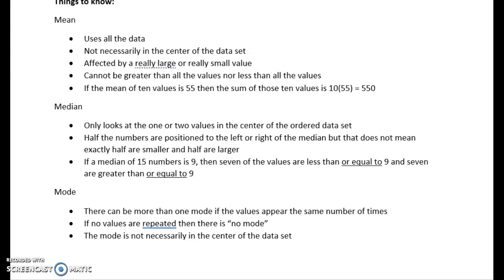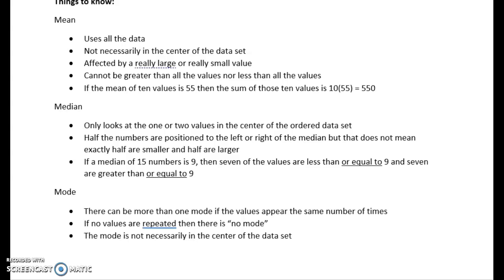Now, what's really important is that the mean cannot be bigger than all of the values in the set, nor can it be less than all of the values in the set. So there's going to be some of them higher and some of them lower, but it might not be half and half. So for another example, if the mean of 10 values is 55, then the sum of those 10 values is 10 times 55, which is 550.